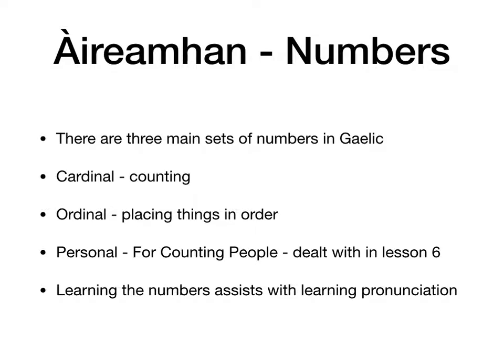Now, in counting, there are three main sets of numbers in Gaelic. There's the cardinal, the ones that are used for counting things, ordinal, for placing things in order, and there's also personal numbers, which are for counting people. They're dealt with in lesson 6 in the main.